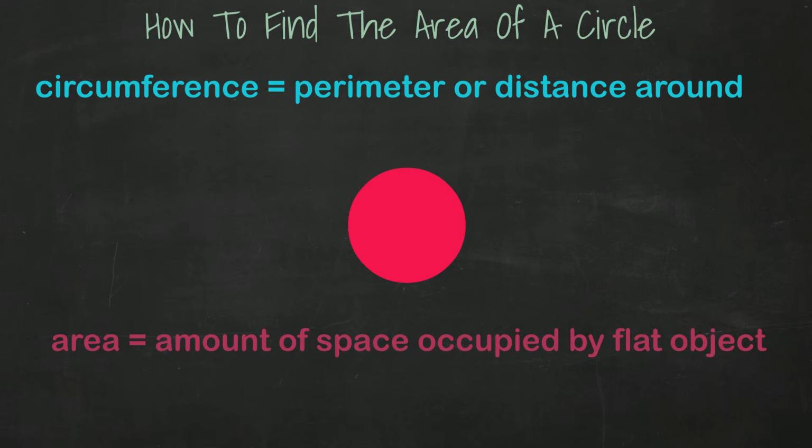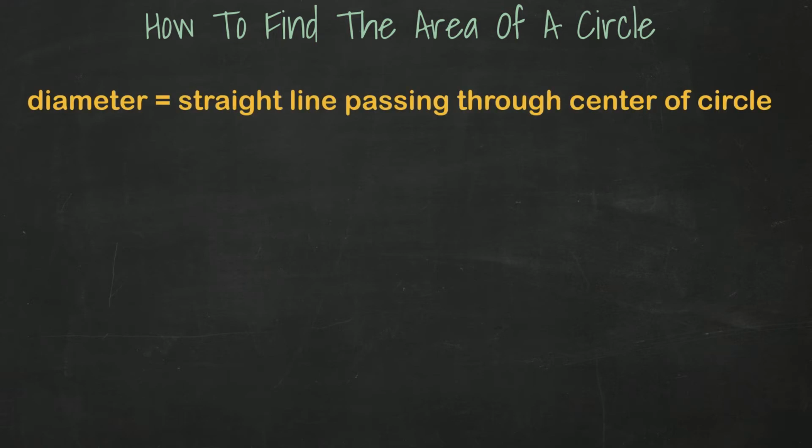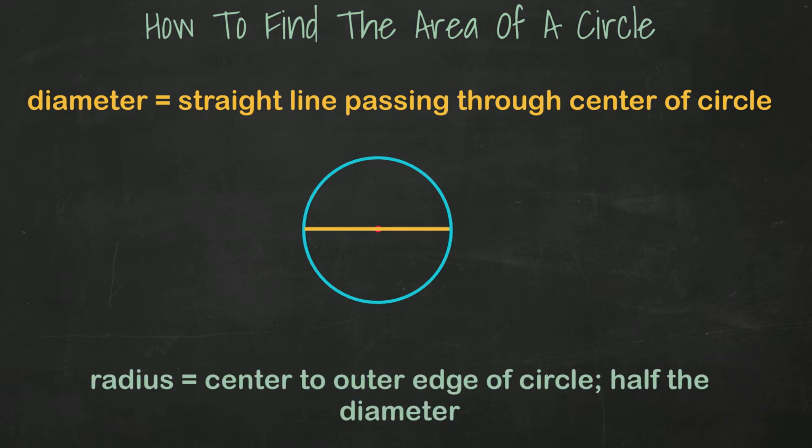So now that you understand the difference between the circumference of a circle and the area of a circle, let's chat about some important terms you need to know. First is the diameter. The diameter of a circle is a straight line that goes from side to side and runs through the center of a circle. Radius. It is a line that goes from the center of the circle to an outer edge. The radius is always half the diameter.